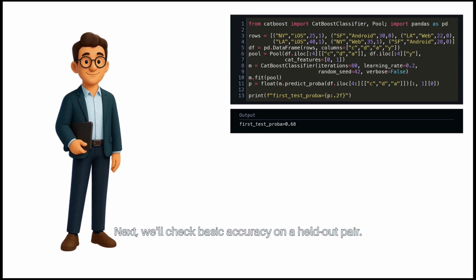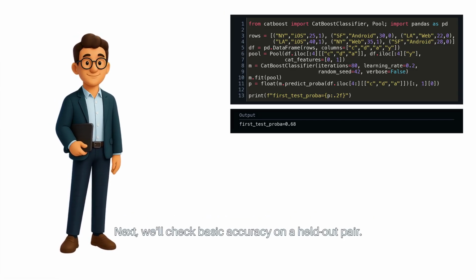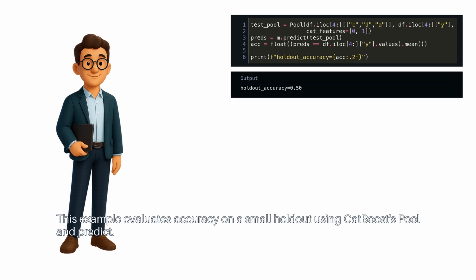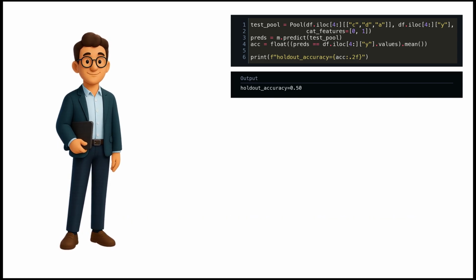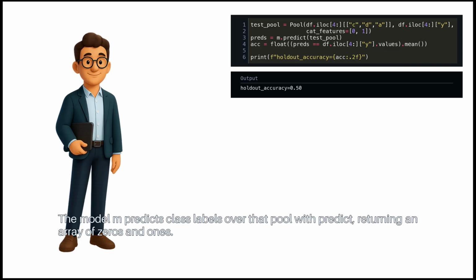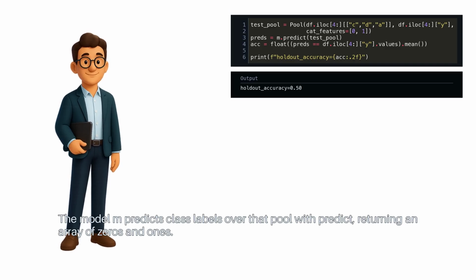Next, we'll check basic accuracy on a held-out pair. This example evaluates accuracy on a small holdout using CatBoost's pool and predict. It constructs a test pool from the last 2 rows to ensure CatBoost applies the same categorical treatment as during training. The model M predicts class labels over that pool with predict, returning an array of 0s and 1s.